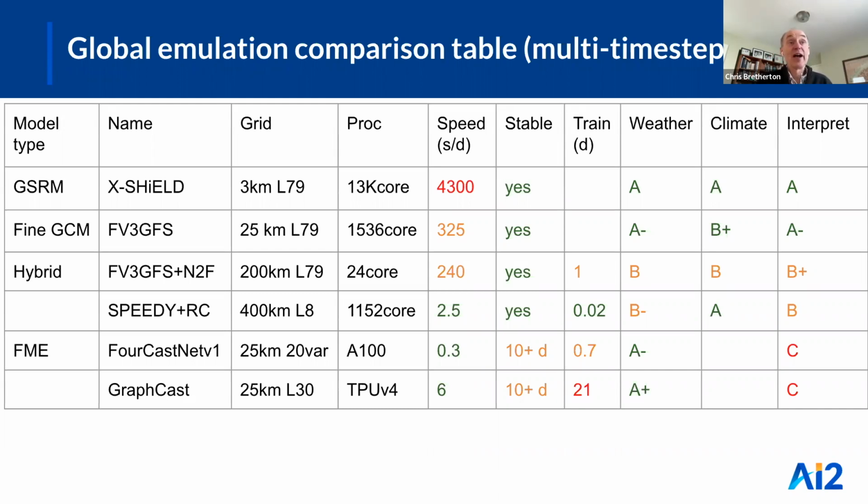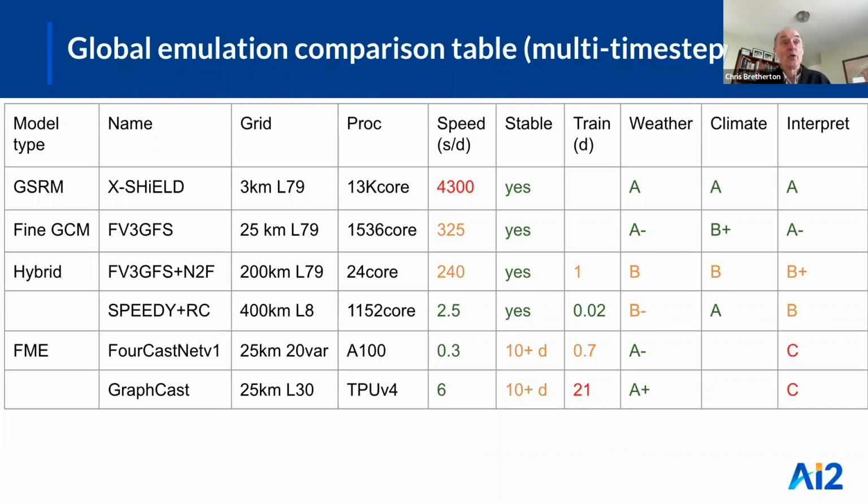If we were to use a fine grid global climate model with a 25-kilometer grid, this is kind of the finest that we can afford to run there, takes less processors, runs about 10 times as fast, and it's still stable. It doesn't do quite as good a job on climate, it has some biases. It's less interpretable because it's more subgrid processes, and it doesn't do quite as well on weather. Still pretty good, still pretty slow.